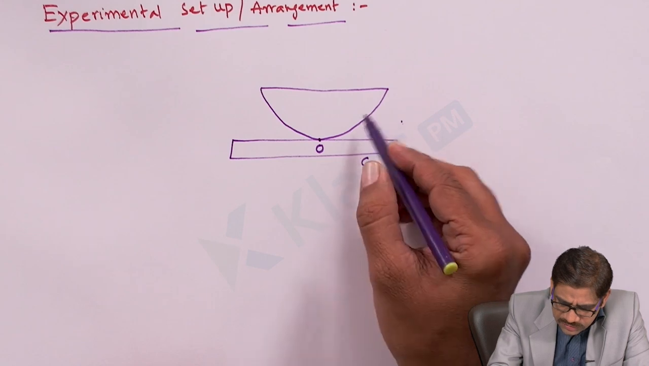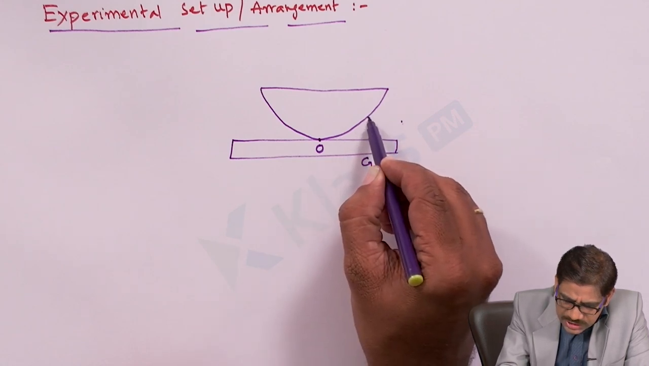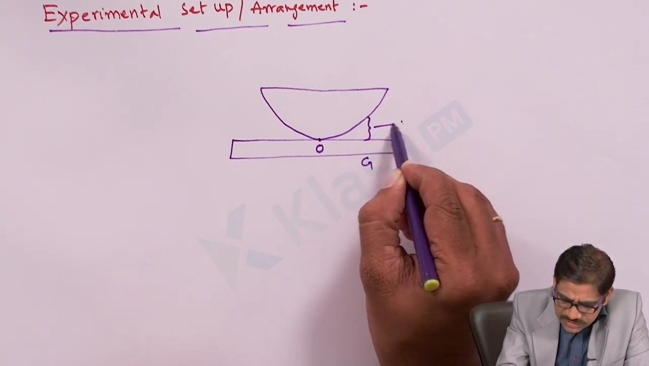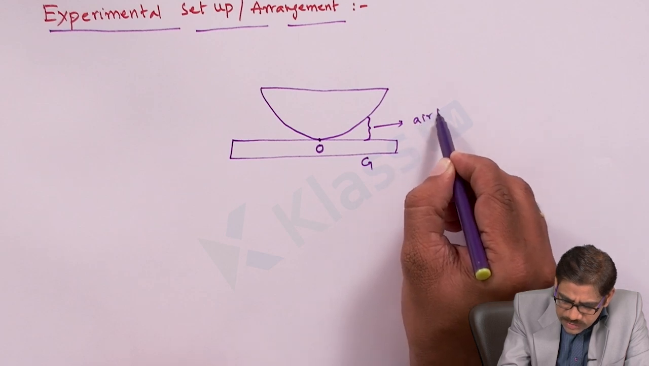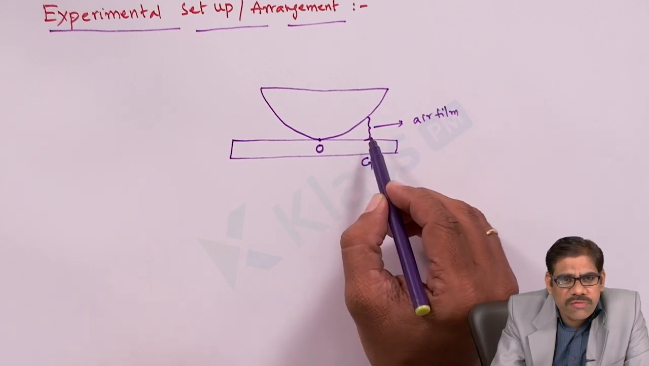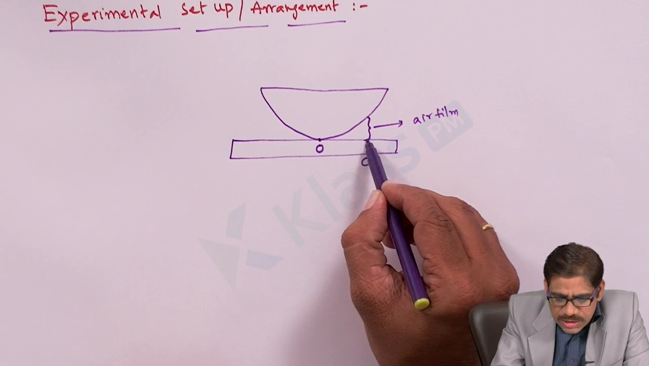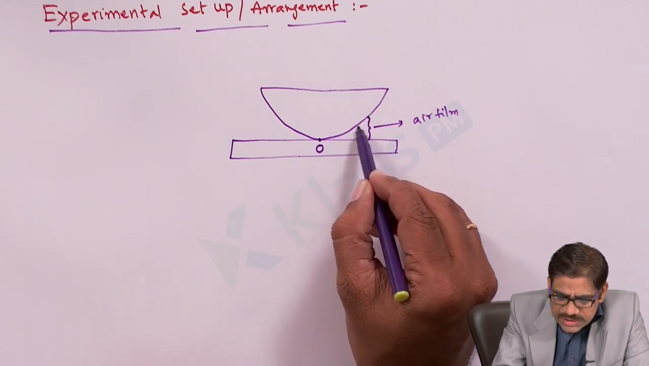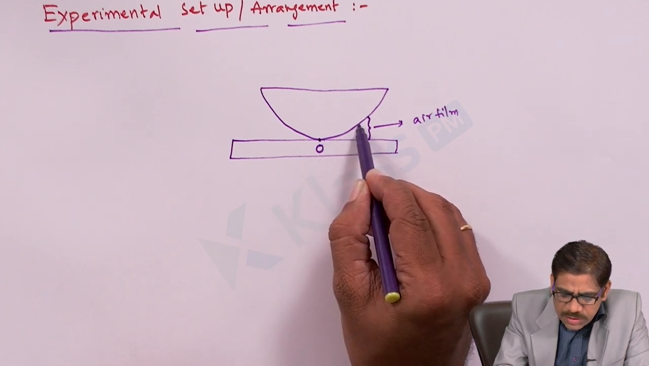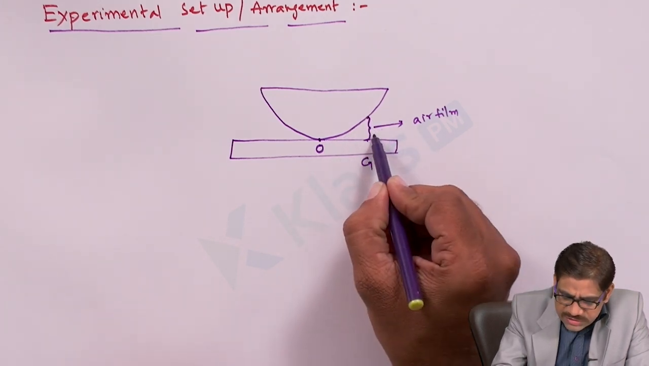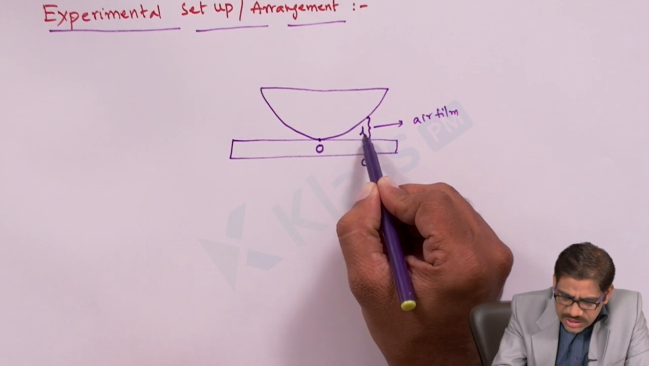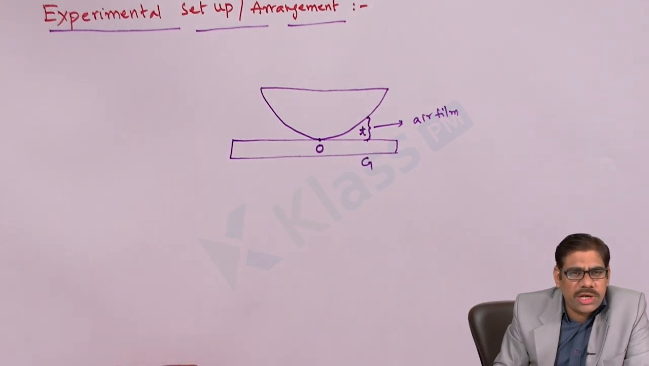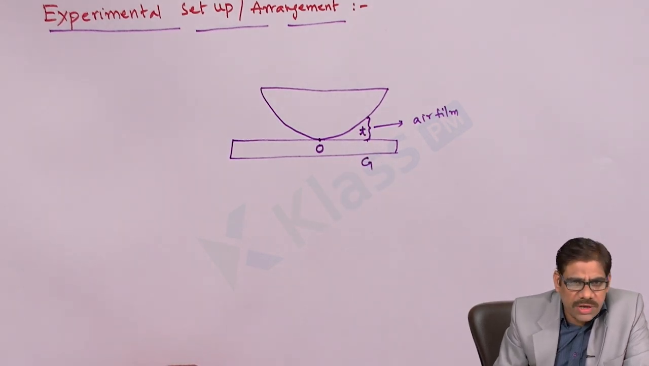Now here, this is what we call the air film. An air film is supposed to be formed between the plain glass plate and the convex lens, which has some increased thickness. So from here onward, the thickness keeps on increasing. This thickness we are calling small t. Let small t be the thickness of the air film.